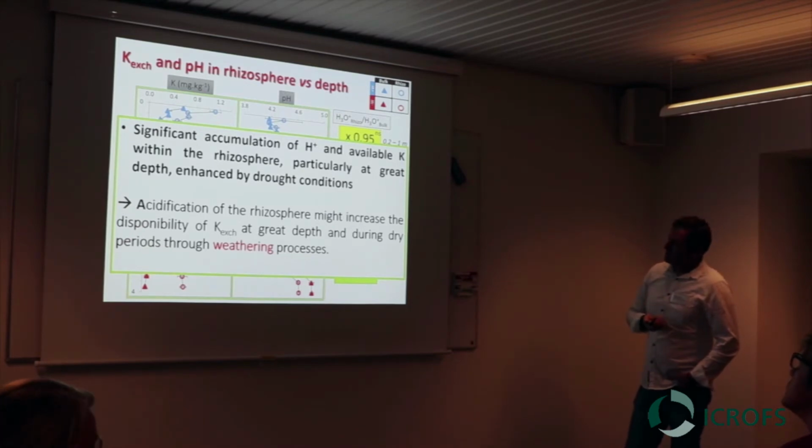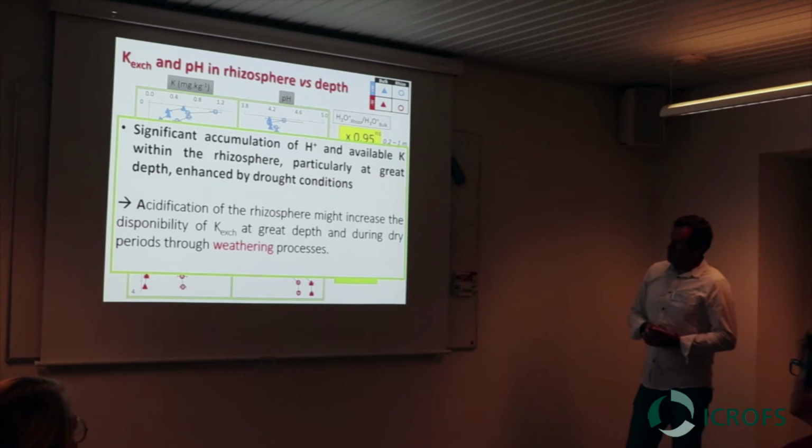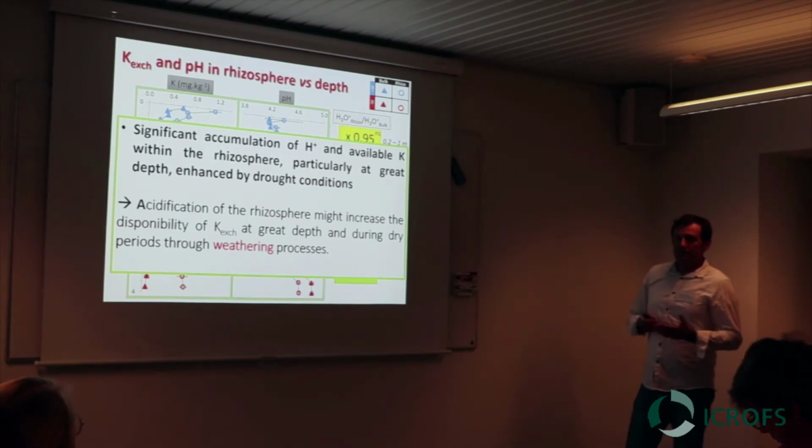So we hypothesize that this acidification might increase the accumulation of potassium in the rhizosphere during a dry period through weathering processes.